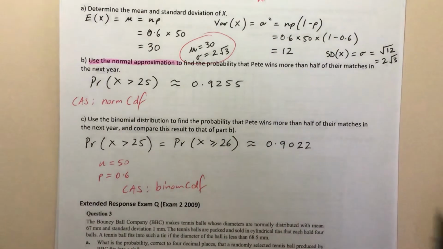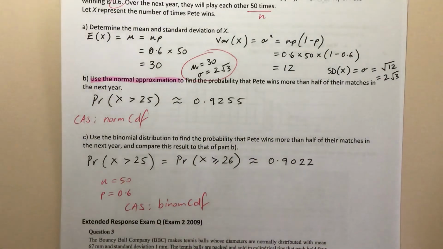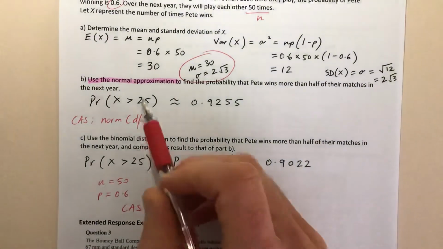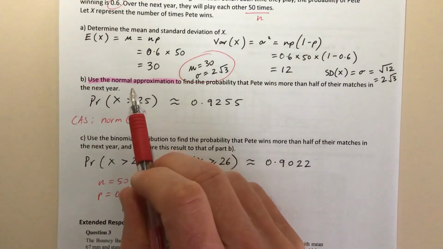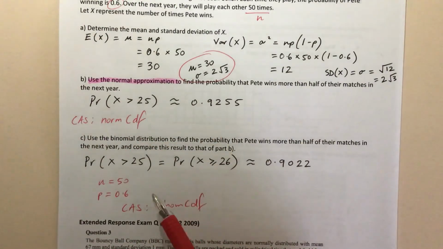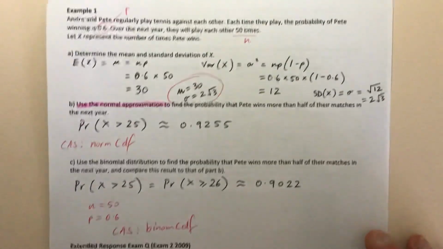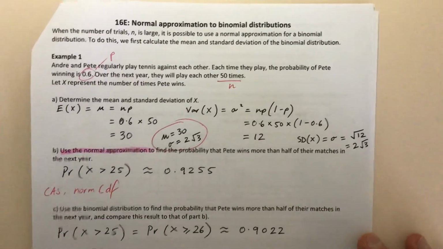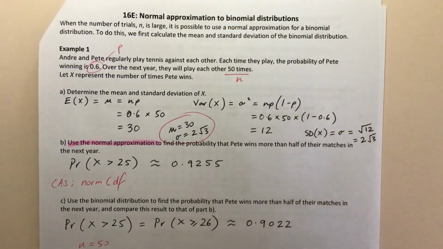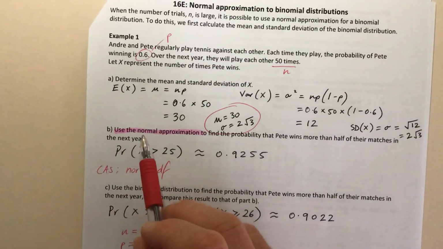So I guess in summary here, only ever use the normal approximation if you're explicitly told to, like we were in part B. But in every other case, if it's a binomial question, you'll use the method that we used in part C to actually get the answer, because this is the more precise answer. All right, so that's using the normal approximation to binomial distributions. It doesn't come up all that much, and when it does come up, it's going to be really explicit.